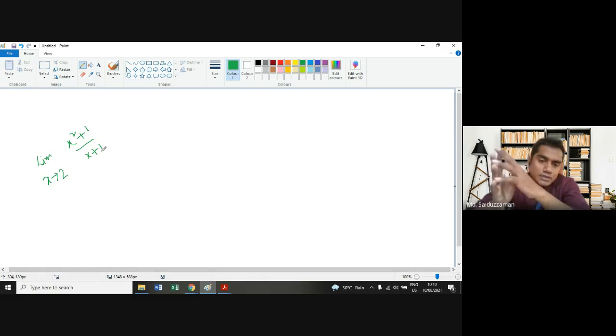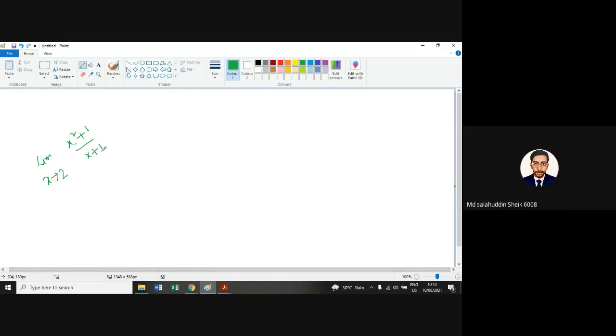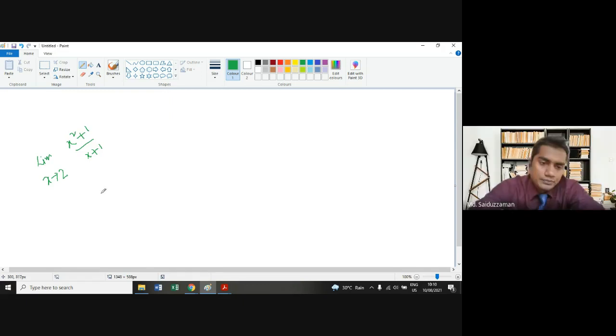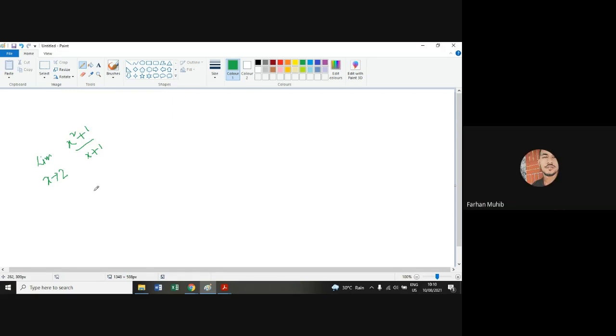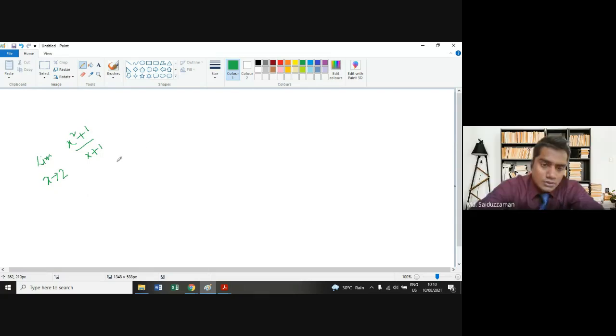Everybody, I want to hear from everybody. Limit x tends to 2, x squared plus 1 divided by x plus 1. Okay. Fine. x squared plus 1 divided by x plus 1. Very good. Okay, so how can we solve this? Very carefully follow.